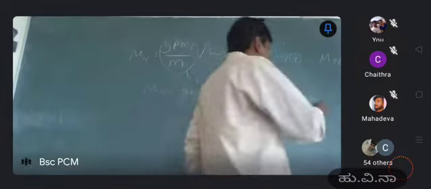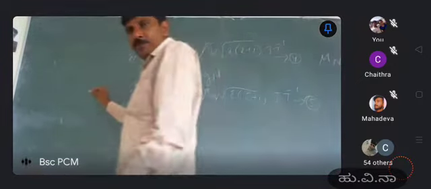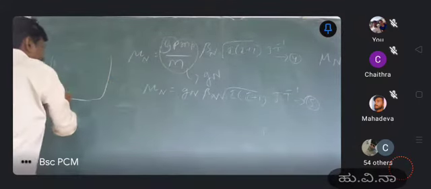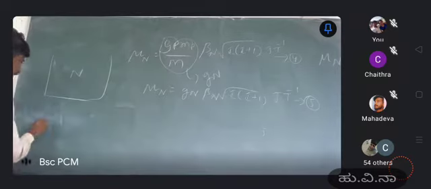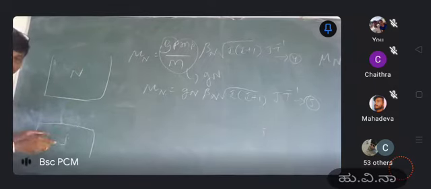Where is your nucleus? It is here. Can you see it? I'm going to write nucleus here. This is the north pole. This is the south pole. This is the external magnetic field.